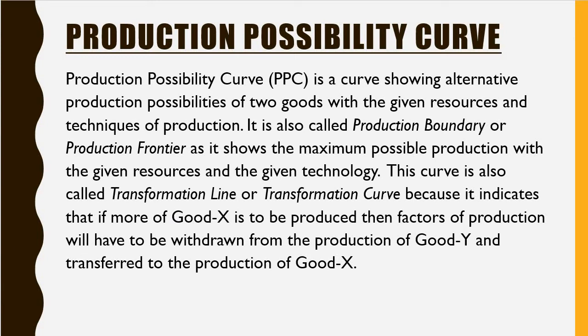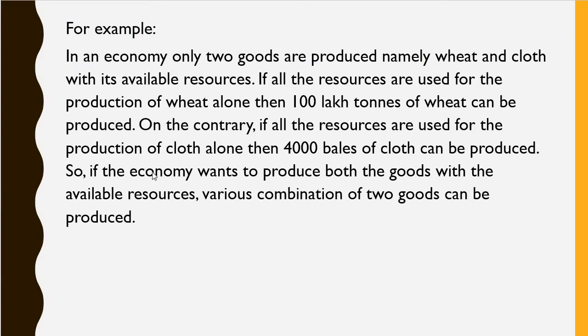Let us understand this with an example. For example, in an economy, only two goods are produced, namely wheat and cloth, with its available resources. If all the resources are used for the production of wheat alone, then 1 lakh tons of wheat can be produced. On the contrary, if all the resources are used for the production of cloth alone, then 4,000 bales of cloth can be produced. So, if the economy wants to produce both the goods with the available resources, various combinations of two goods can be produced.